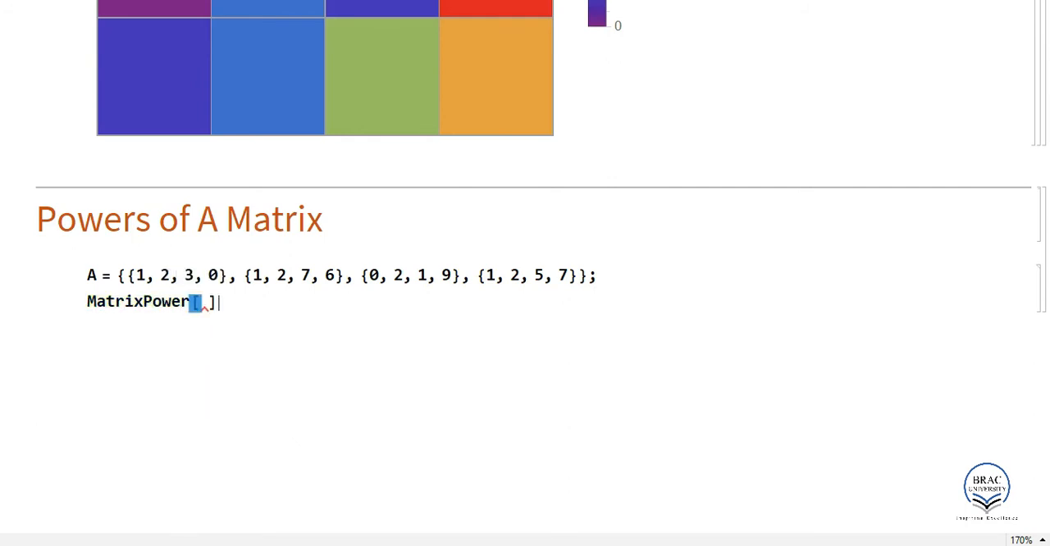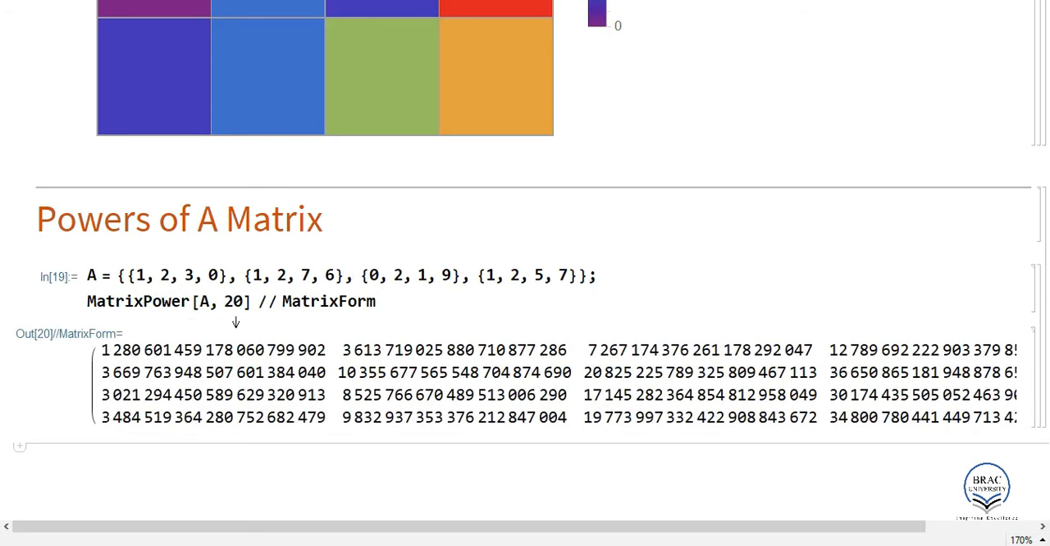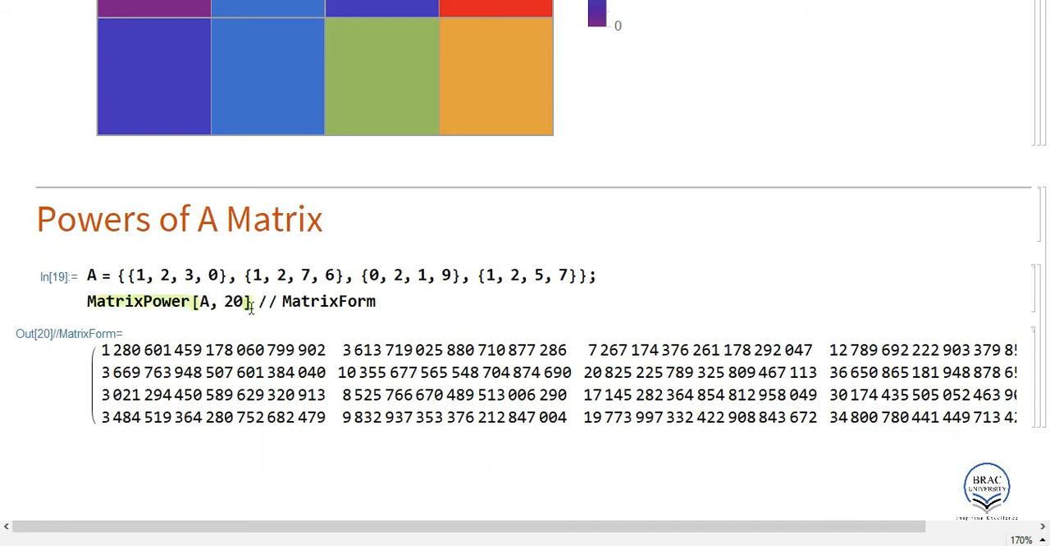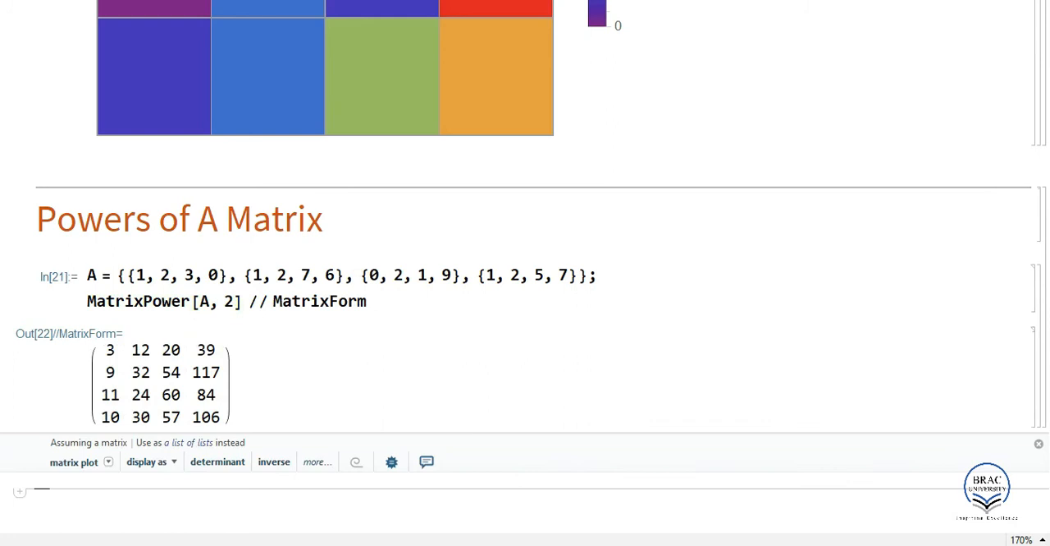If you type MatrixPower, you can see that it will take a matrix M and raise it to the power n. So let's take our matrix A and raise it to the power, I don't know, 20. Let's see, and I want to see the output in matrix form. It will be something huge as expected. So how about 2? That means A squared. Yeah, pretty simple, right?